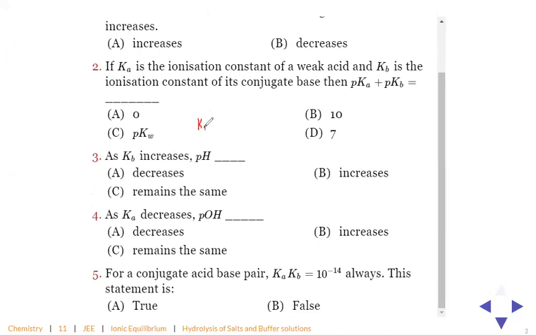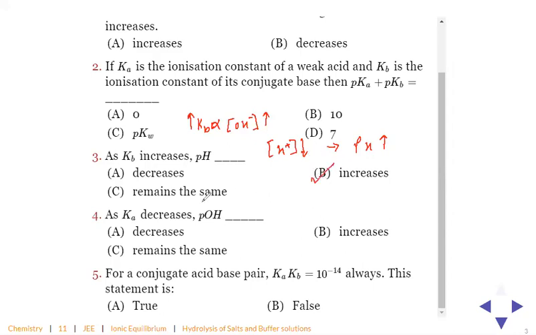We know that Kb is directly proportional to concentration of OH, yes or no? So if Kb increases, OH increases. Now if OH increases, then concentration of H plus will decrease because concentration of OH into concentration of H plus is constant, which is Kw. Now if concentration of H plus decreases, then obviously pH will increase. Right, everyone? So it is increase.